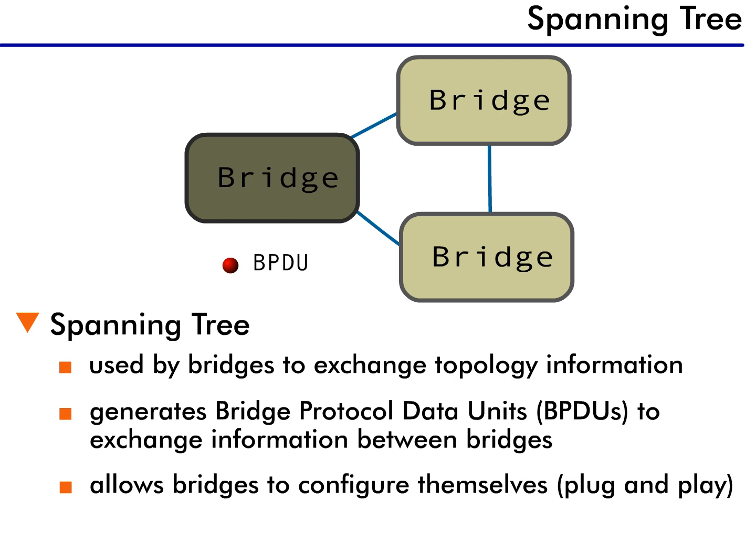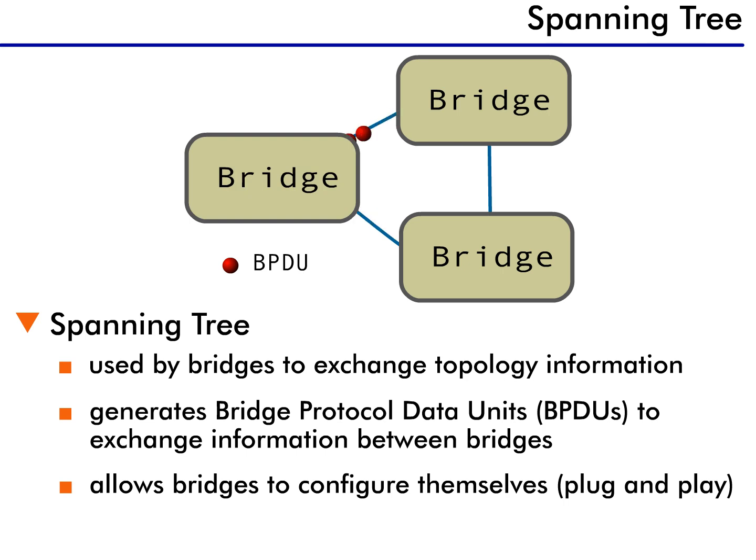The spanning tree protocol is a communication language used exclusively by bridges to share information. It's important to note that bridges only use spanning tree to share network topology information, not addressing information. Let's take a look at how spanning tree works.